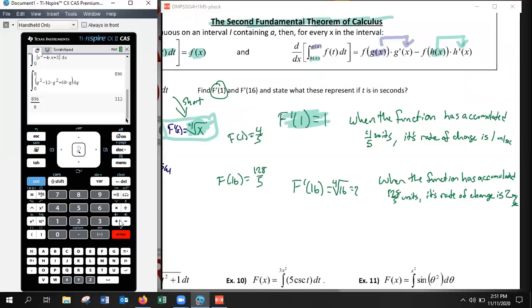What does it represent? I also found f of 1 to give a little bit more context to this problem. So f of 1 was 4/5. So at the moment when we've accumulated 4/5 of whatever these units are, we know that the rate of change is 1 unit per second.